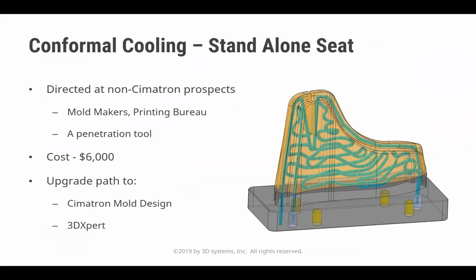What I would like to do now is talk about the standalone seat for conformal cooling. So along with the version, we are releasing a new seat. It's really a standalone seat for conformal cooling, and it is directed at non-Cimatron prospects. Those would be mold makers that are not using Cimatron for their mold design, or printing bureaus that are focused or specialized in conformal cooling. And you can use that as a penetration tool to those mold makers, and then maybe you could turn them around to use Cimatron later on.